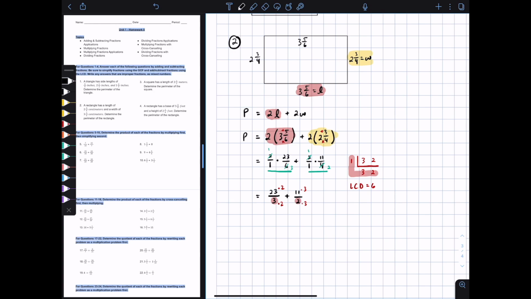Going ahead and doing so, we should see the next line here. 23 times 2 is 46, and feel free to use a calculator if you need one. Then 11 times 3 is 33, and 2 times 3 is 6. Now that we have common denominators, we're allowed to add these fractions together. 46 plus 33, I think that's 79. So 79 over 6.